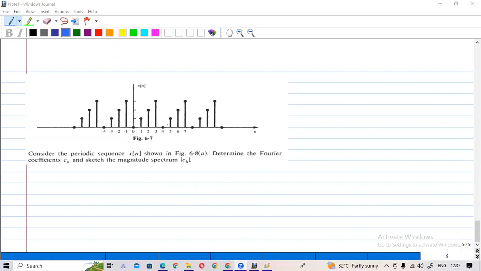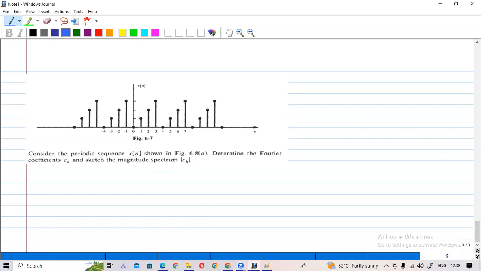So anyway, this is your question. I hope you can see it. Now you are asked to find the Fourier series representation of the signal, and you need to sketch the magnitude spectrum. So we will try to do this.